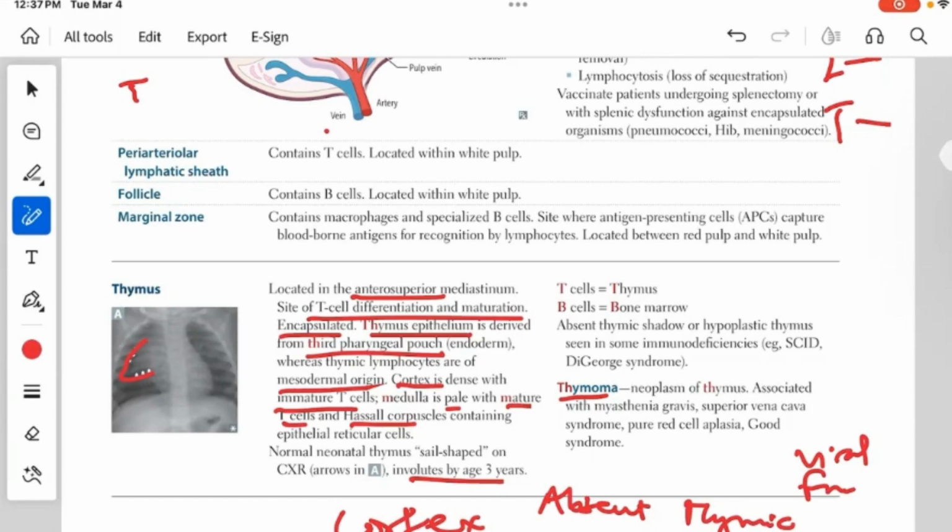Some questions can give you the chest X-ray. They will describe the patient. They won't tell you absent. They will just give you the X-ray, and then you have to look at it and see if there's a shadow or no shadow. And then based on the symptoms of the child, see if you're thinking of thymic hypoplasia or aplasia.